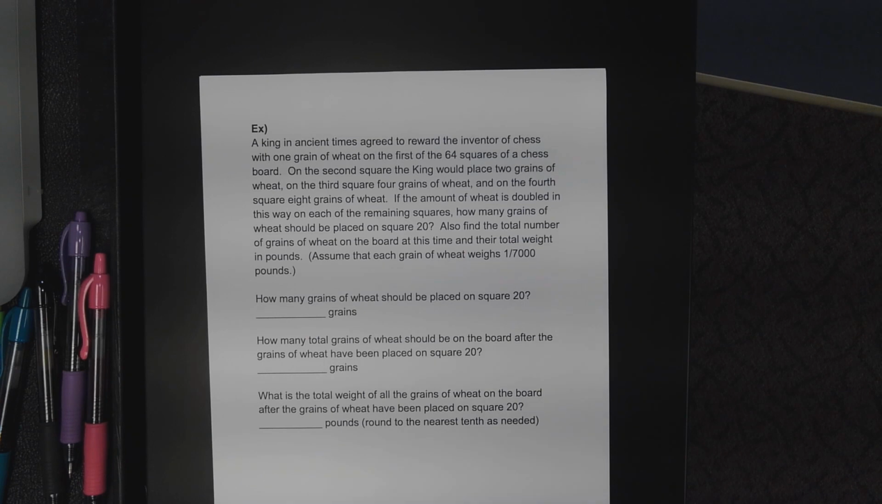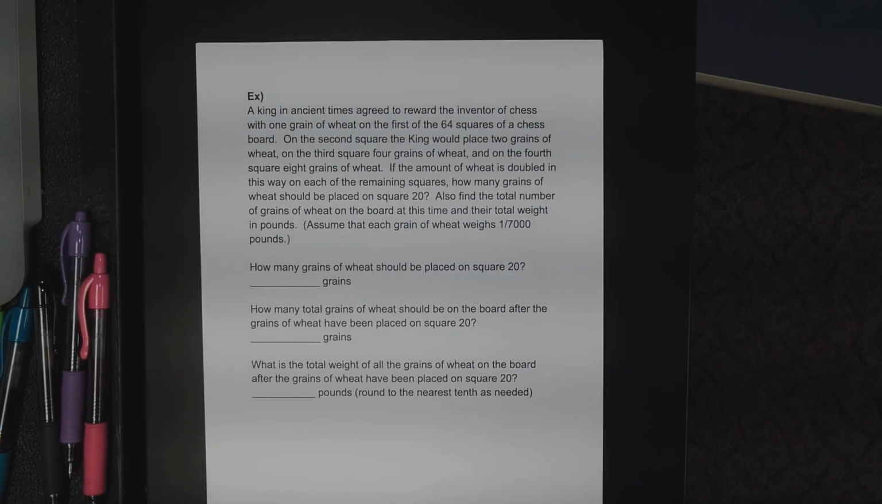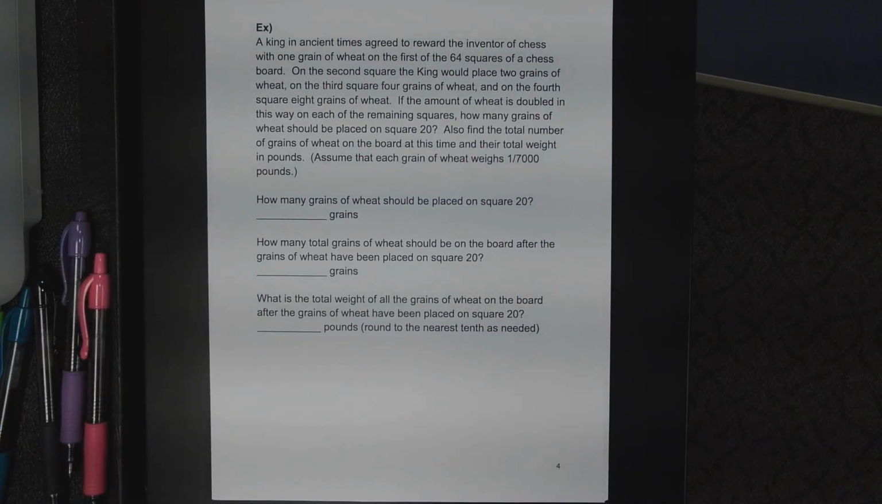If the amount of wheat is doubled in this way on each of the remaining squares, how many grains of wheat should be placed on the 20th square? Also find the total number of grains of wheat on the board at this time and their total weight in pounds. Assume that each grain weighs 1/7,000 pounds. How many grains of wheat should be placed on square 20? That's what we're finding. And then how many total grains of wheat should be on the board after the grains of wheat have been placed on square 20? And then we're also going to find the weight, okay?